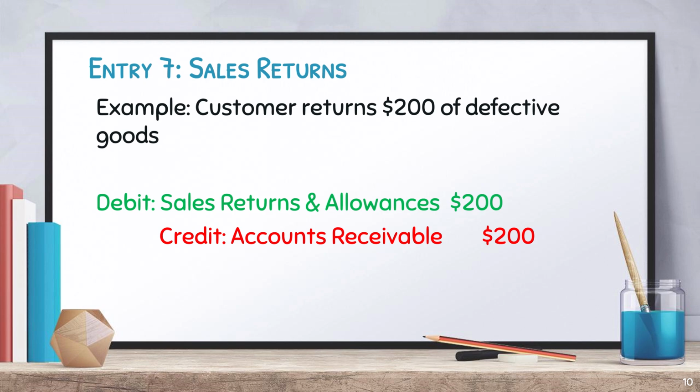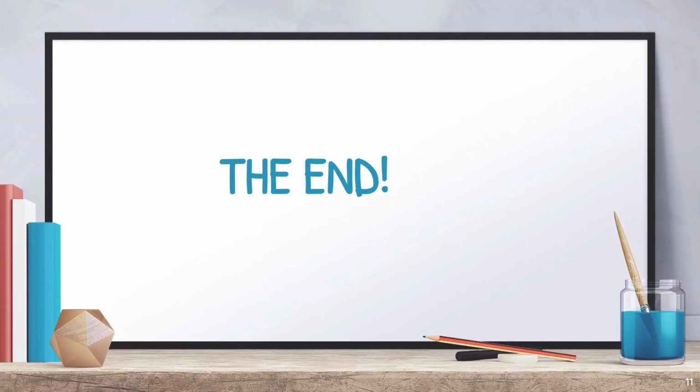Entry 7. Sales returns. Scenario: a customer returns $200 of defective goods. Instead of giving cash back, the company reduces the customer's receivable balance. Below is the journal entry. Sales returns and allowances is another contra revenue account. It reduces total sales reported on the income statement.